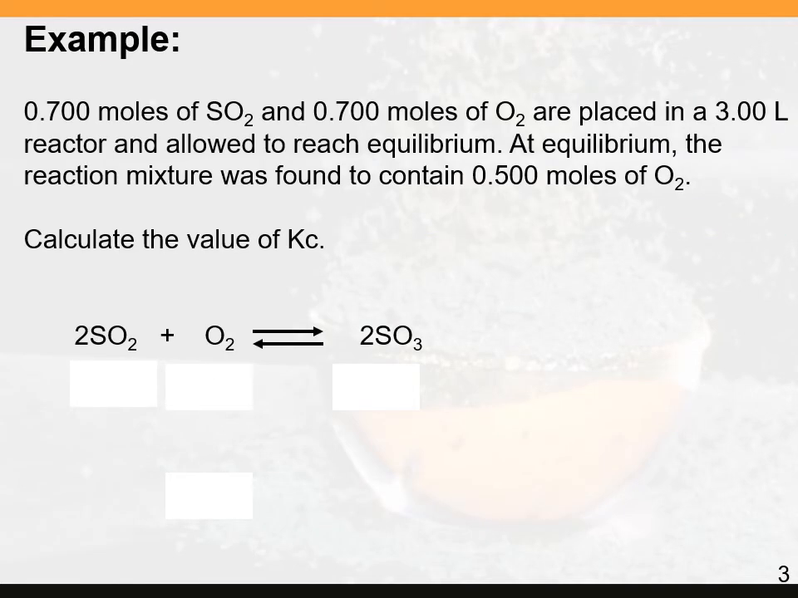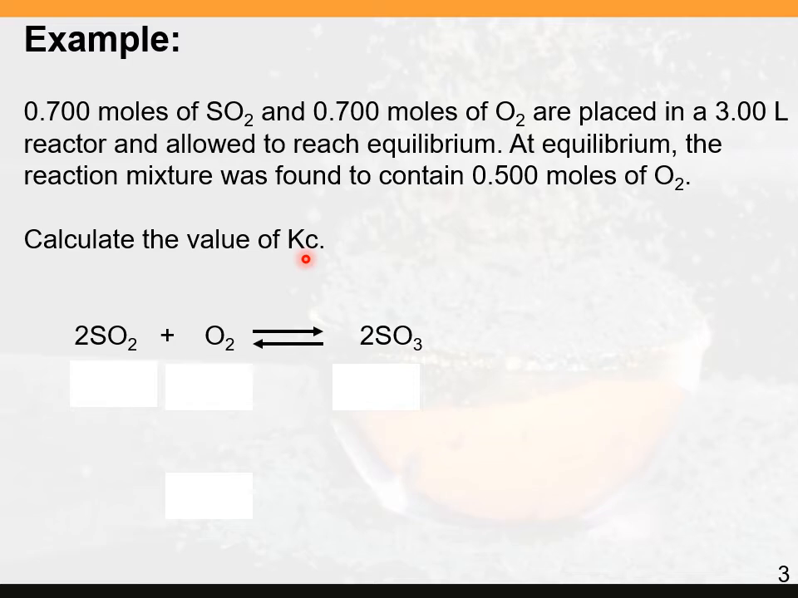Let's see another example of the application of the I.C.E table to solve an equilibrium problem. In this question, 0.7 moles of sulfur dioxide and 0.7 moles of oxygen are placed in a 3-liter reactor and are allowed to reach equilibrium. At equilibrium, the reaction mixture was found to contain 0.5 moles of oxygen, and the question is to calculate the value of the equilibrium constant.